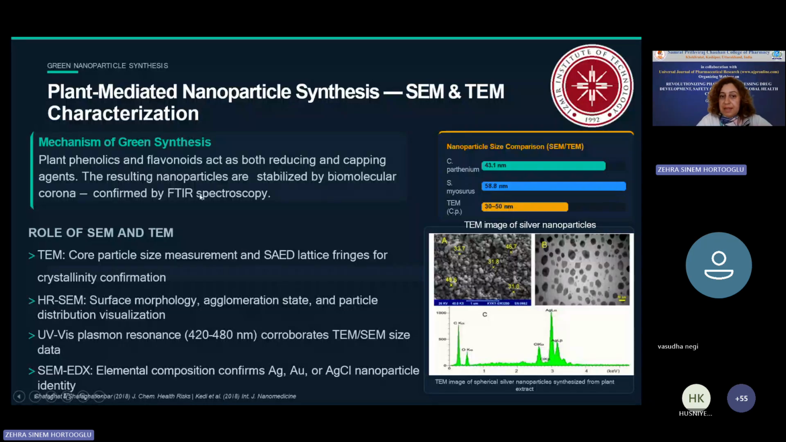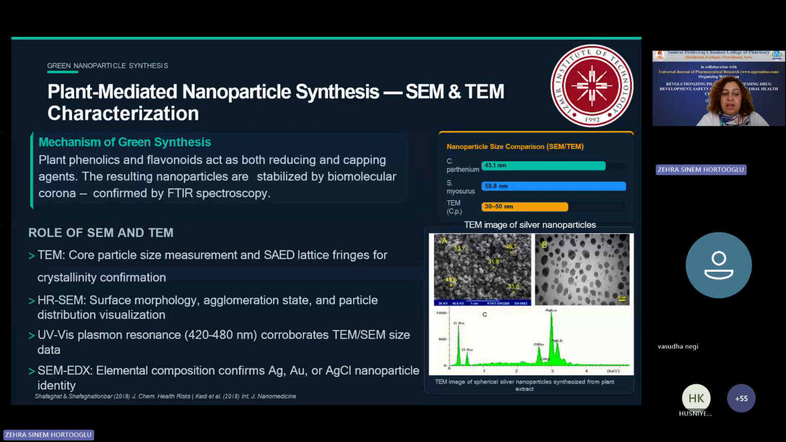Plant-mediated nanoparticle synthesis, SEM and TEM characterization. Mechanisms of green synthesis: plant phenolics and flavonoids act as both reducing and capping agents. The resulting nanoparticles are stabilized by biomolecules, confirmed by FTIR spectroscopy and other analyses. Role of SEM and TEM: core particle size measurements and lattice fringes for crystallinity confirmation.